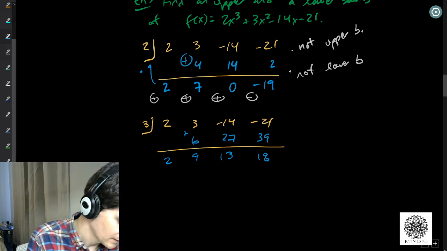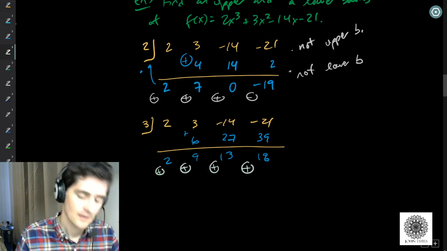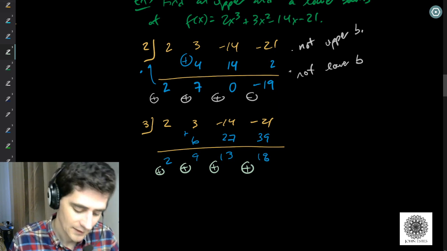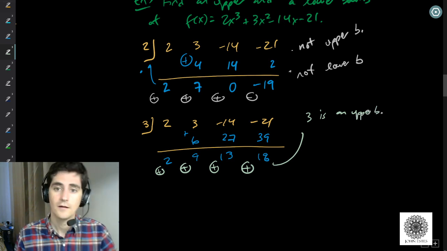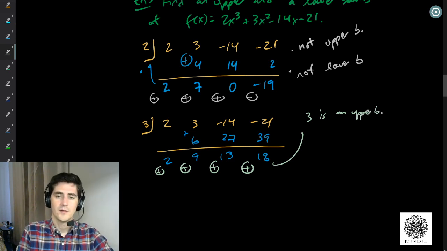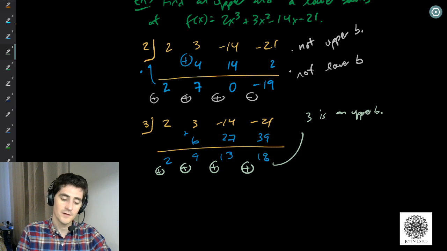Okay, let's check our signs here. We went positive, positive, positive, positive. We got all positives. That tells me then 3 is an upper bound. What does that, again, what does that mean? That means all the zeros of this polynomial are less than 3. And the funny thing is that they're not all less than 2, potentially. So there may be a 0 between 2 and 3.